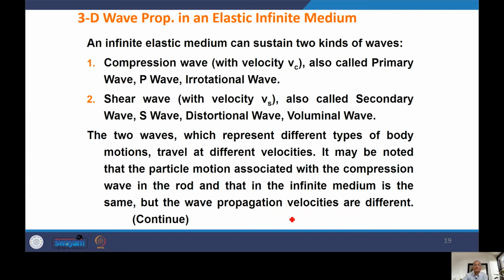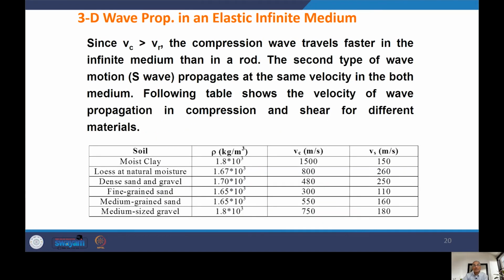So continue with that. We already proved that Vc is greater than Vr, and they could be equal when the Poisson's ratio is 0. The compression wave travels faster in the infinite medium than in a rod. So both are compression waves, but their wave velocities are different. In an elastic medium, they will travel at a higher speed compared to the rod. The second type of motion, the S wave, propagates at the same velocity in both media, whether in the rod or in the elastic medium.